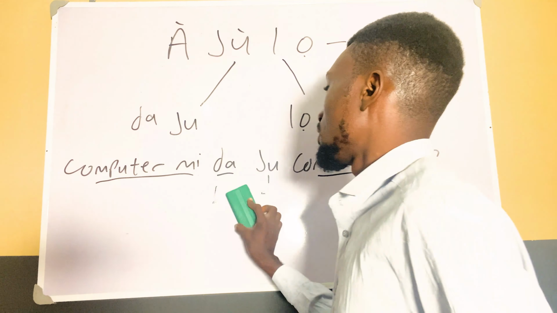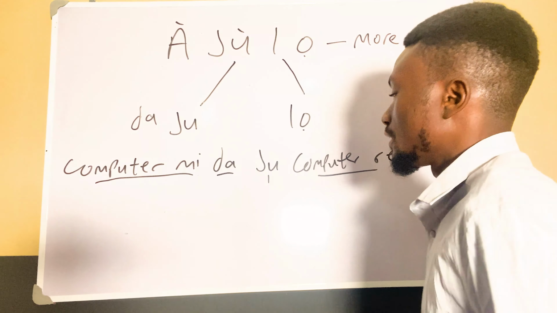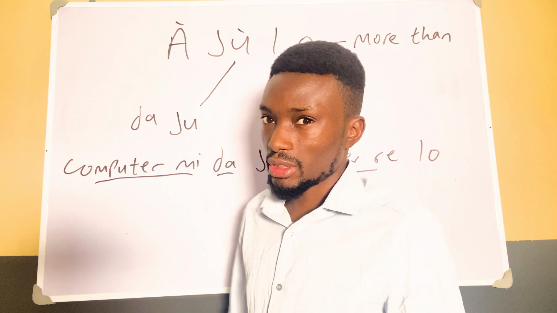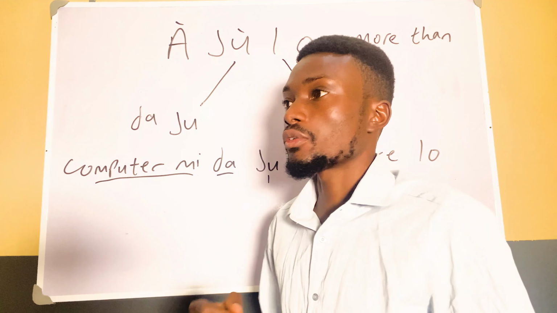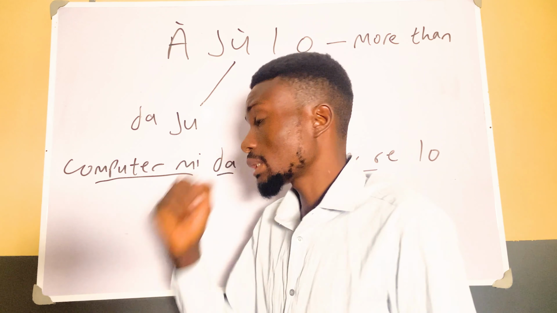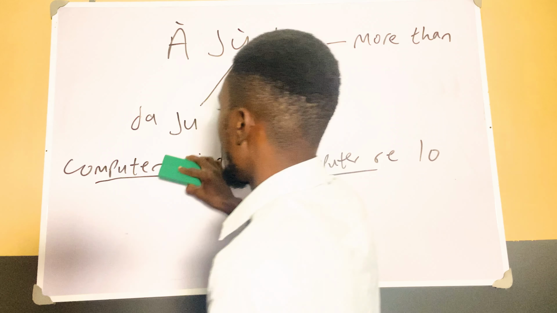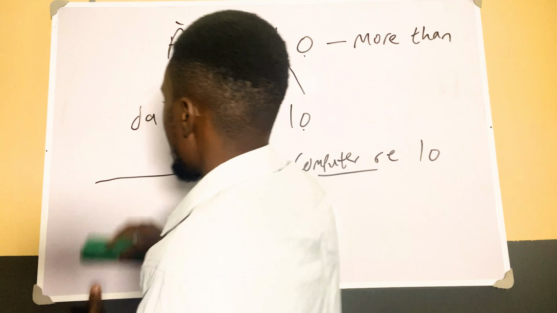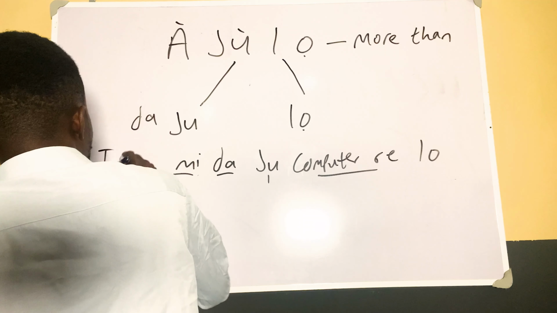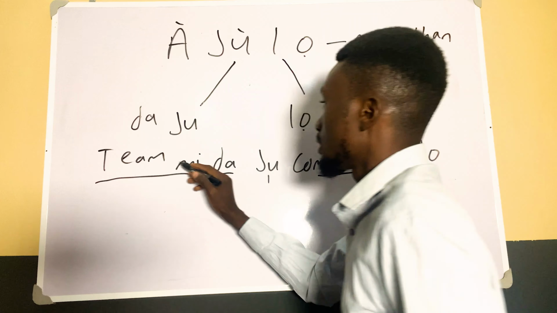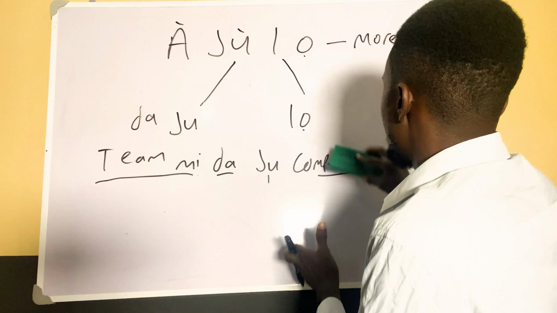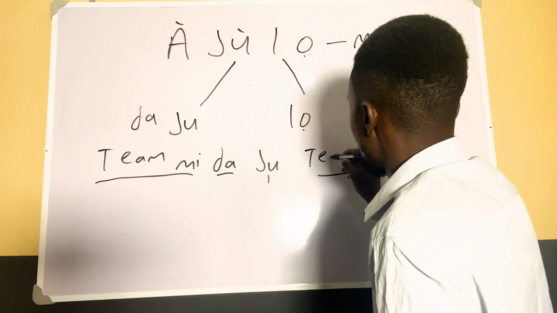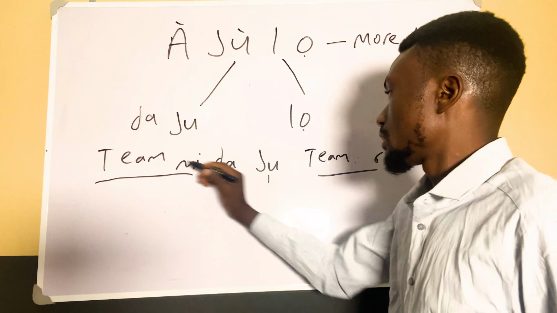better than your computer. And if you want to say my team is better than your team, maybe I support Chelsea and you support Arsenal. Of course I know Chelsea is trash at the moment, so you can say team mi da ju team relo.